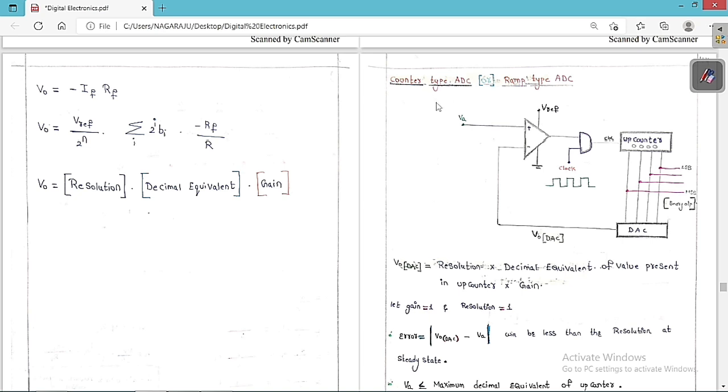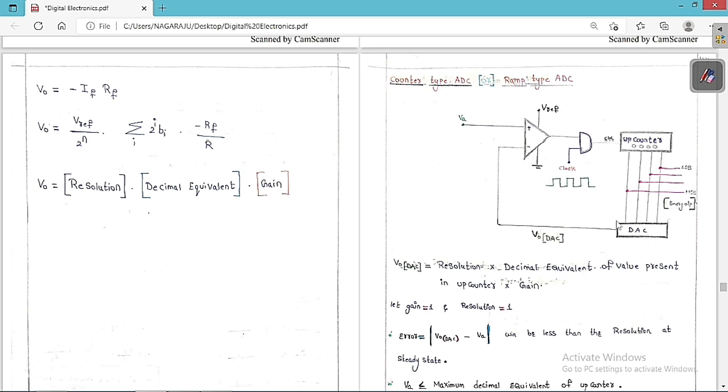The first thing is we are going to study the counter type ADC. Counter type ADC is also called the ramp type ADC. Basically, we are converting the analog input to the corresponding binary output. For this analog input, we are going to get the corresponding binary output. We are going to see how we can make it.